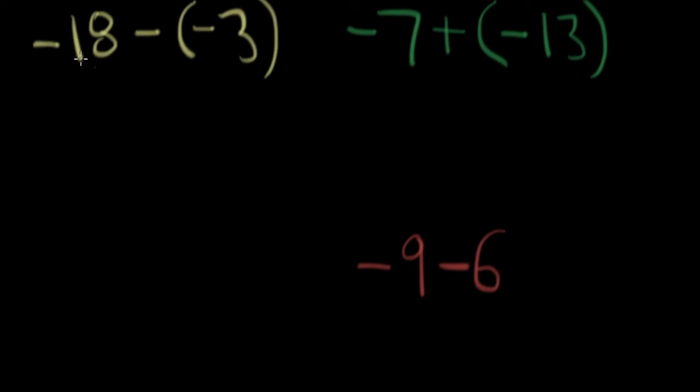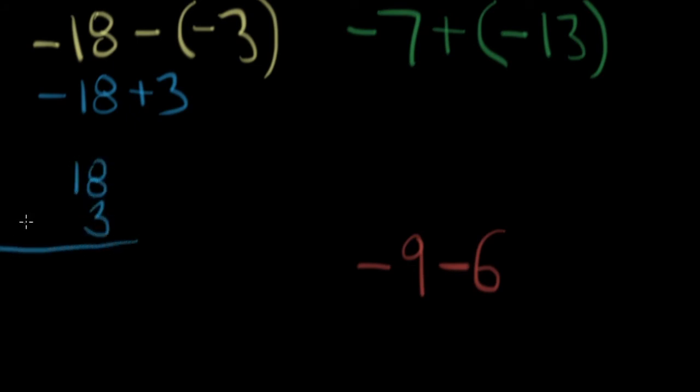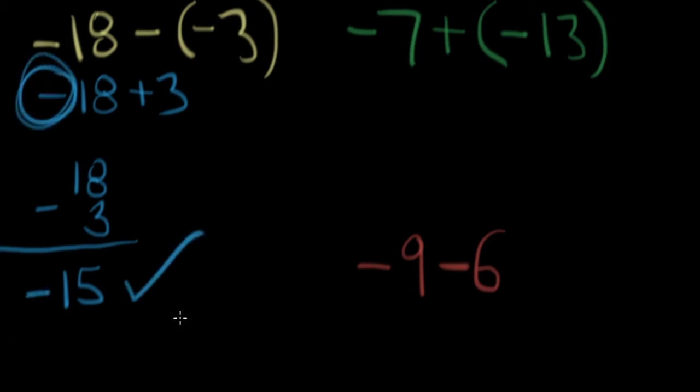Okay, so for this one, what's going on here? First thing is you have a double negative, so I'm going to change that into a positive. That becomes negative 18 plus 3. Now my signs are different, which means I'm going to stack the bigger number on top, and I'm always going to subtract: 18 minus 3, which is 15. I'm going to take the bigger number's sign. 18 was bigger, so I take this sign. Boom. There we go. So far, so good.